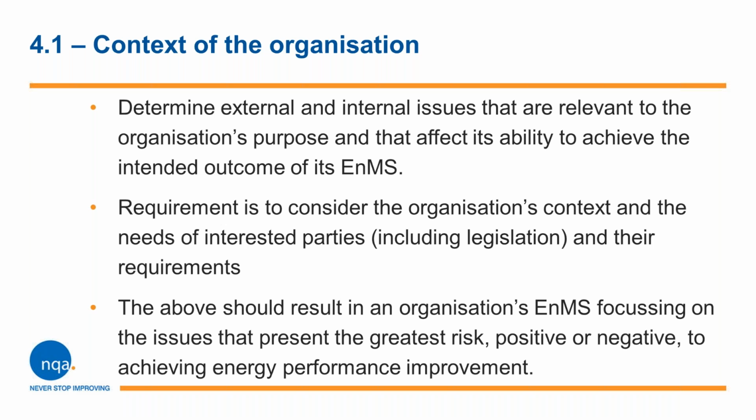If you've got 9,001, 45,001, 14,001, you will have seen this before. Basically, what this is reminding us of is context of the organisation, and we have to determine the issues that are relevant to our purpose, that affect our organisation's ability to achieve the intended outcome. If you cast your minds back a few minutes, the intended outcome of this standard predominantly is the improvement of energy performance. Put simply, this clause is all about identifying things that are going to help us achieve that expected outcome, and also things that might get in the way.